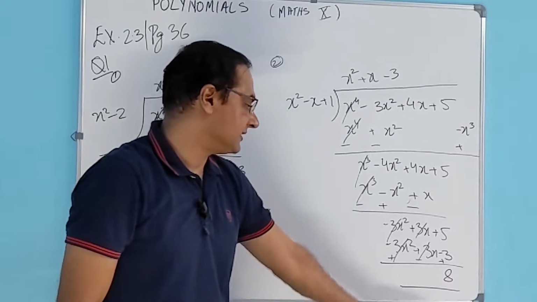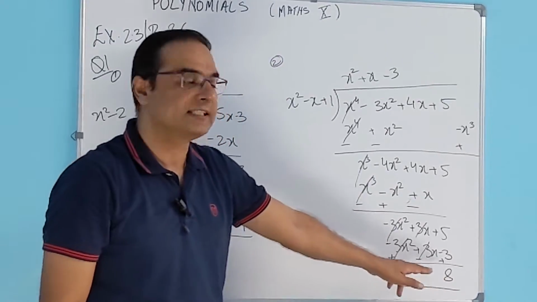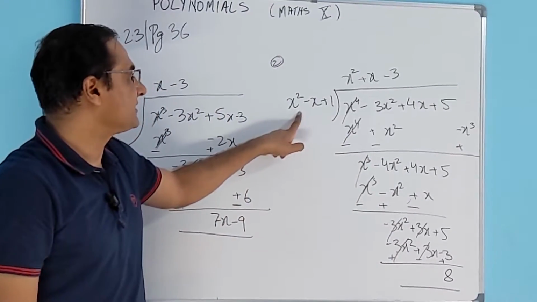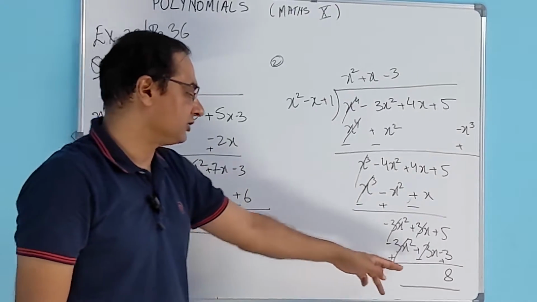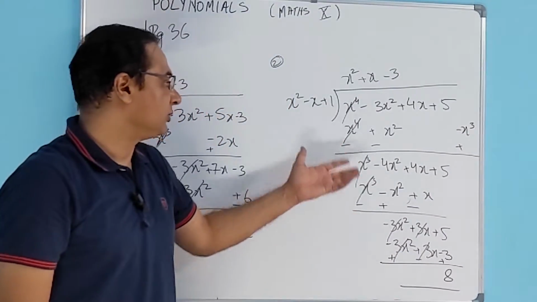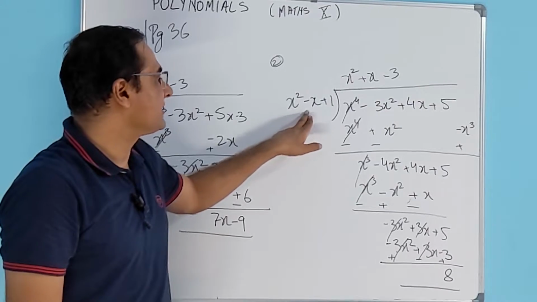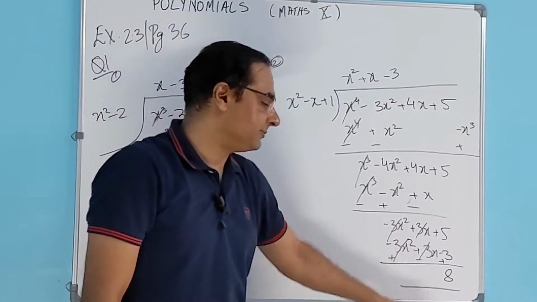Now if you look at the degree of this remainder, it is 0. Degree of this divisor is 2, we cannot divide further, so this becomes our remainder. Now if you look at the answer, this is the divisor, this becomes the quotient, and 8 becomes the remainder.